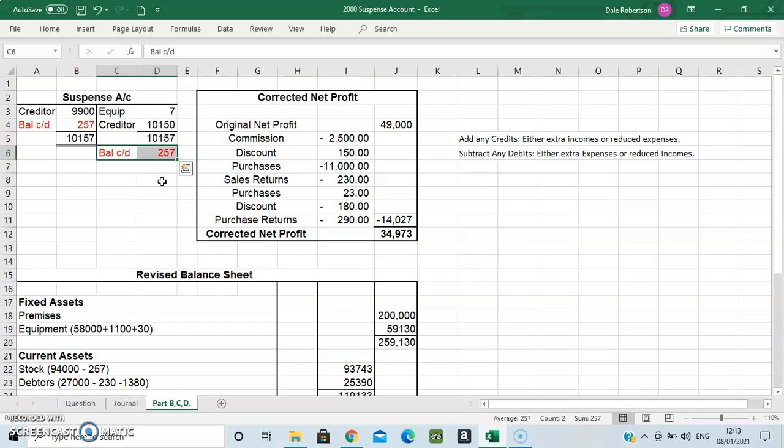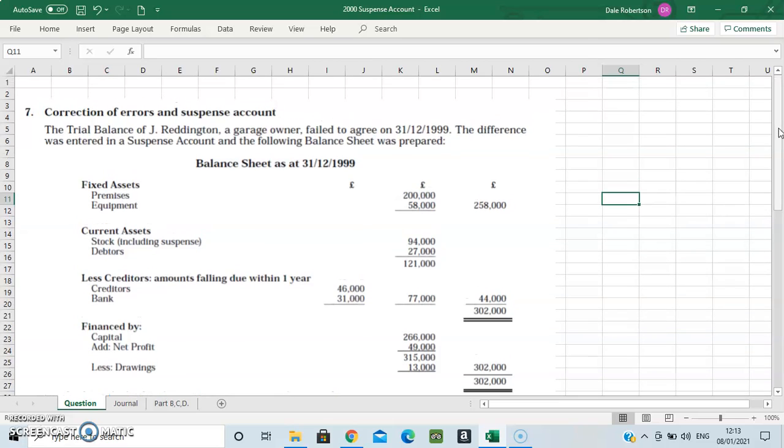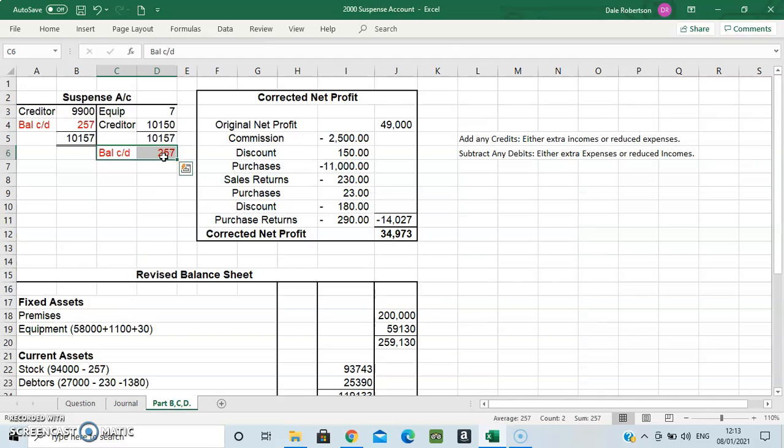Now, if you think back to the original problem we had here, I'm just going to go back to the question. J. Reddington, his trial balance failed to agree at the end of the year, and the difference was entered in a suspense account, and that was included in stock, and we've just discovered that that difference was actually €257. Now, that doesn't mean that those were the only errors. There were other errors which were not affecting the balancing of the trial balance, but did affect our net profit. We're going to look at those in a minute. But that 257, that's what that refers to.